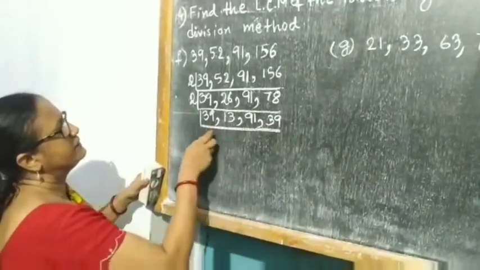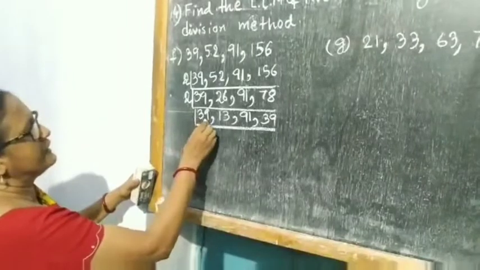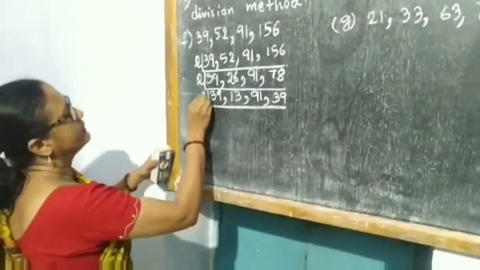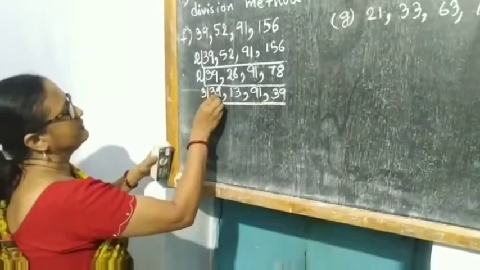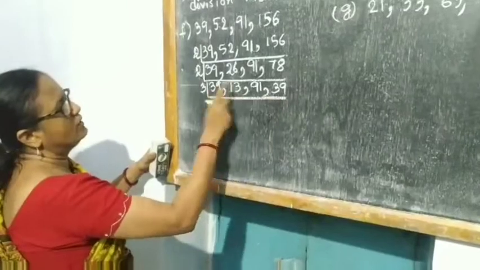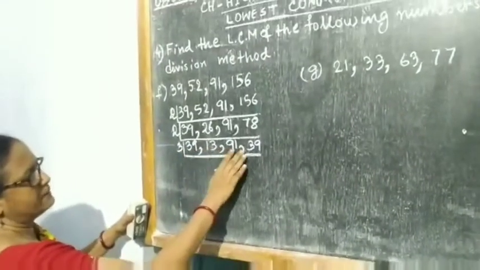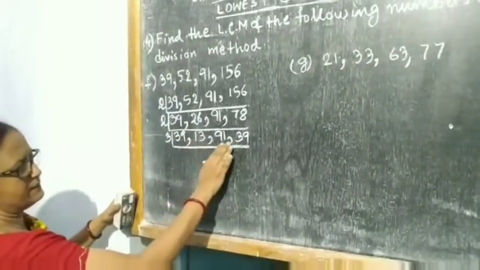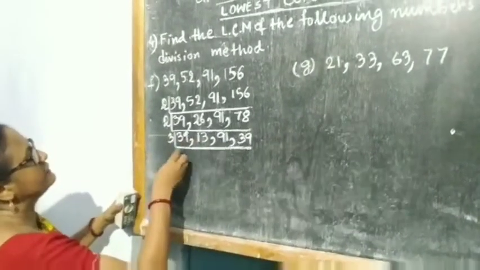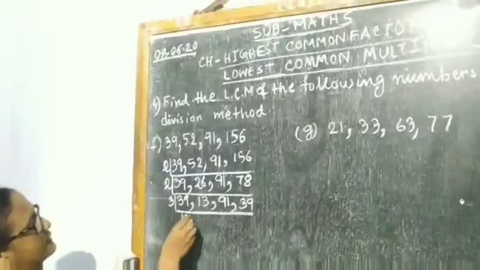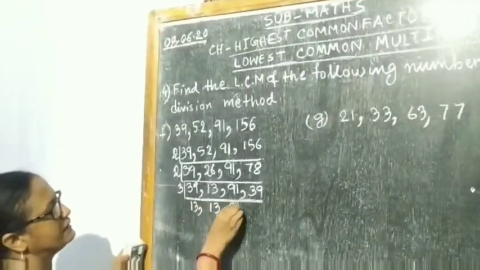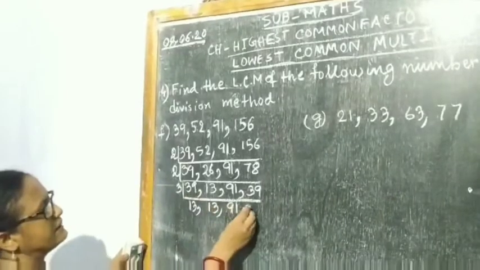Again children see, 39 and 39 both are divisible by 3. In this row, none of the numbers are even, so they are not divisible by 2. So you have to try with 3. 39 divided by 3, 13. 13 is not divisible by 3. 91 is not divisible by 3. 39 is divisible by 3.